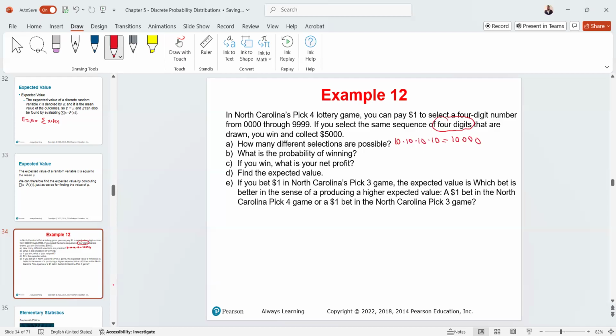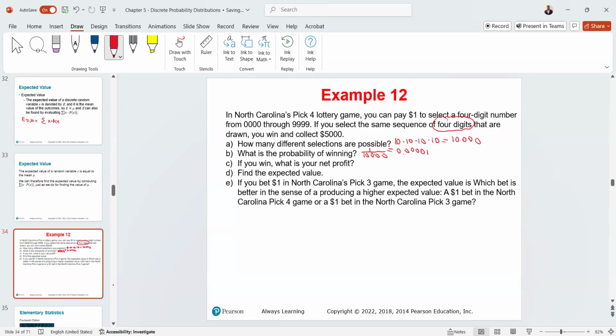What is the probability of winning? Remember, you have only one chance of winning. There are 10,000 possible outcomes, but there's only one ticket. So 1 out of 10,000 would be your probability of winning, because only one of those 10,000 combinations wins. You can write it as a fraction, or if you want to express it in decimal, put in 4 zeros.